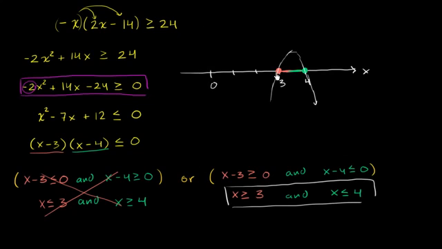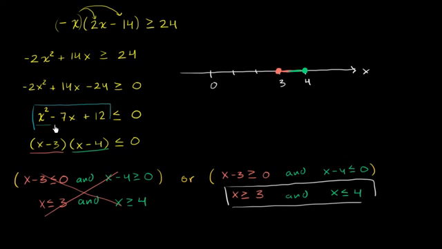If we thought about it from the point of view not of that parabola, but this parabola right over here, when is x squared minus 7x plus 12 less than or equal to 0? Well, this is going to be an upward opening parabola. So it has a positive coefficient here. So this parabola might look something like this. When is it less than or equal to 0? Well, once again, it's less than or equal to 0 in that same range.